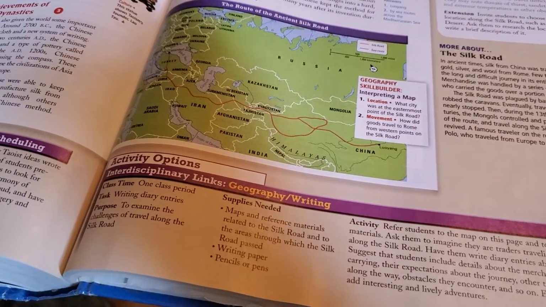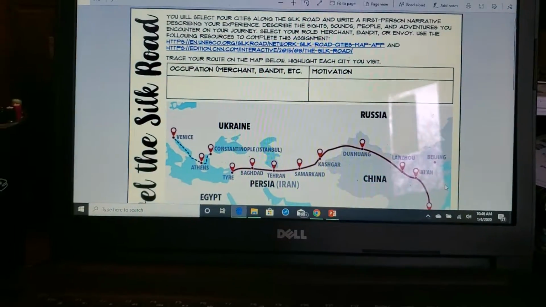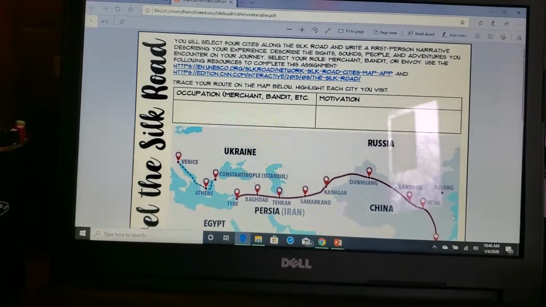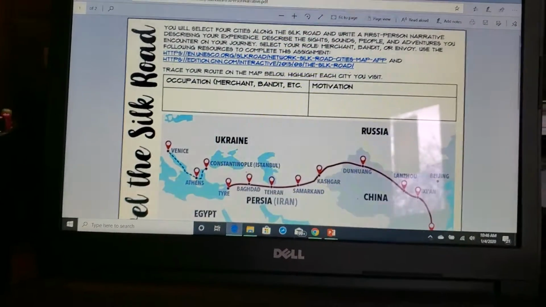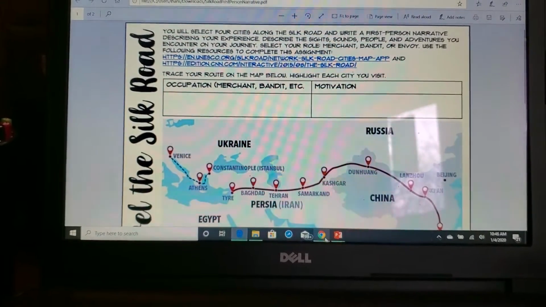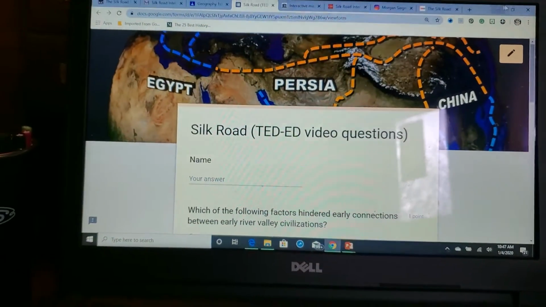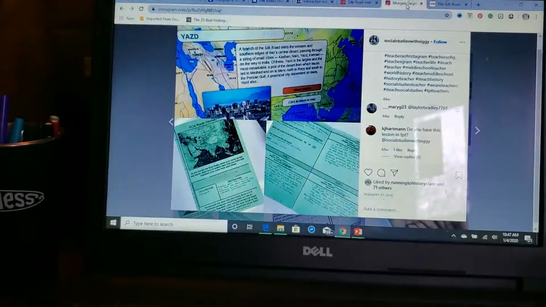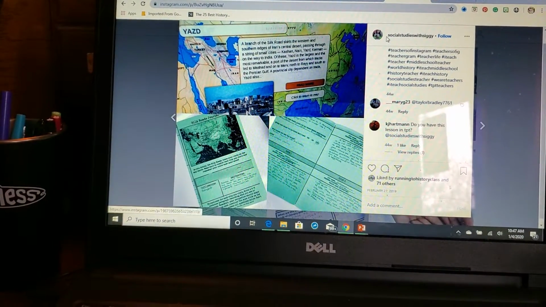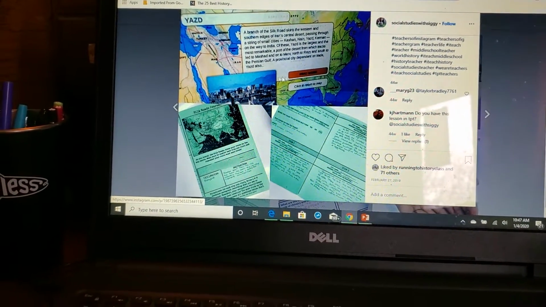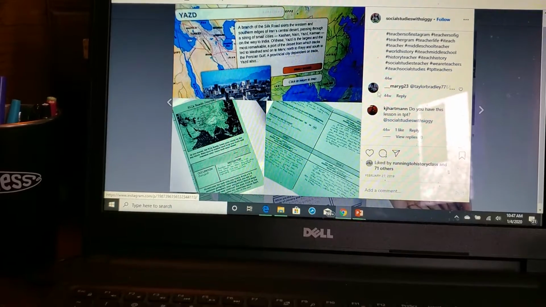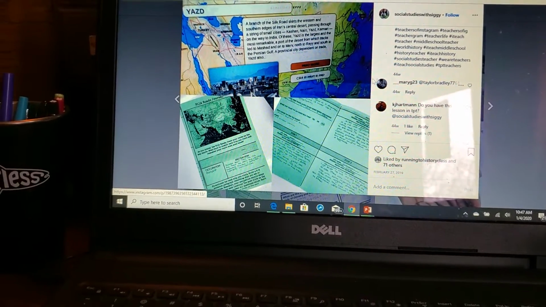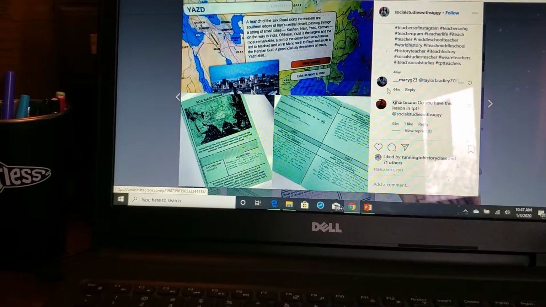However, there is a great lesson idea at the bottom of the page. I borrowed from this to create my own resource, which I use with my students. I also borrowed from one of my favorite follows on Instagram, a teacher, Social Studies with Siggy. She posted this idea about 44 weeks ago. I thought it looked like a really neat idea, so I screenshot it.